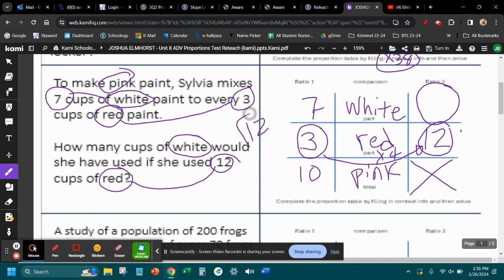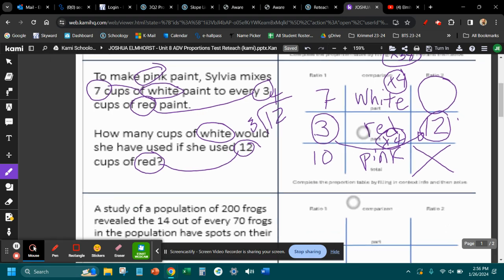So some students on the test, they divided by 3 and they got 4, which is great. They found the factor, but because it was one of the answer choices, they got distracted and then they selected that as the answer. But 4 is not the answer. 4 is the factor to multiply by. So what it's saying is red is multiplied by 4. Then you also have to multiply white by 4.